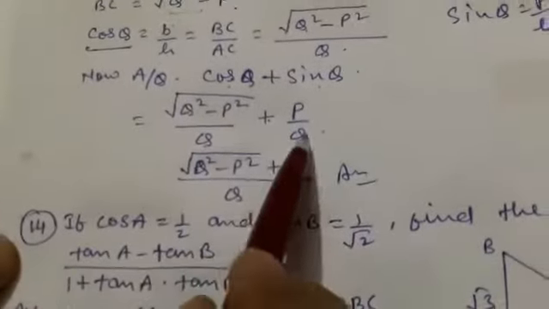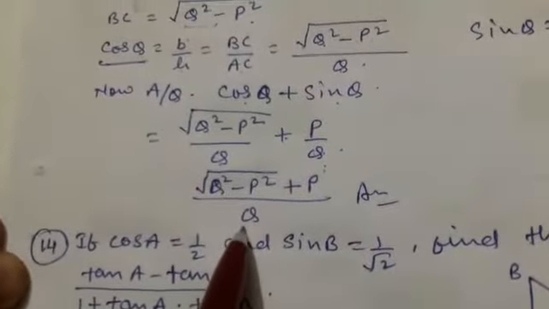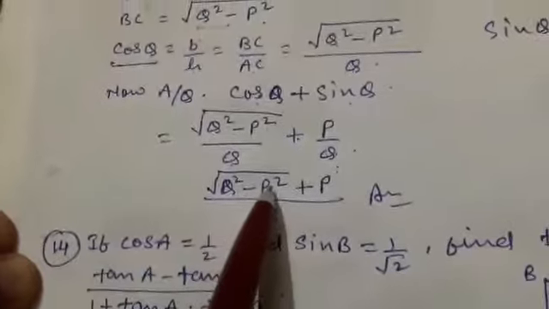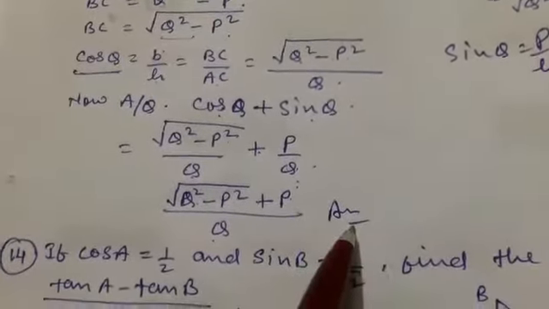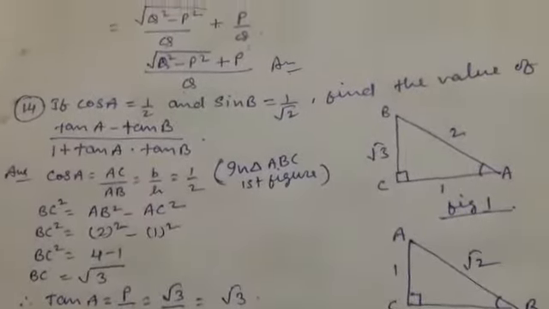So let us take their LCM. Q will be the LCM. Now here, root over Q square minus P square plus P, upon Q. This will be our answer. Now let us see the next question, number 14.